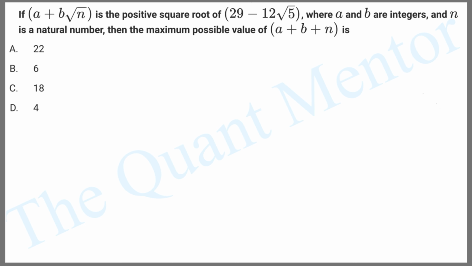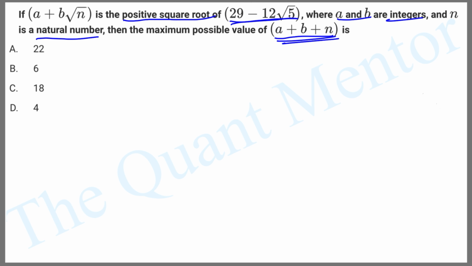So we have a plus b root n. It is the positive square root of 29 minus 12 root 5, where a and b are integers and n is a natural number. Then the maximum possible value of a plus b plus n is? Beautiful question and a very tricky one, because many people have made mistakes here. So let's see how we solve this.